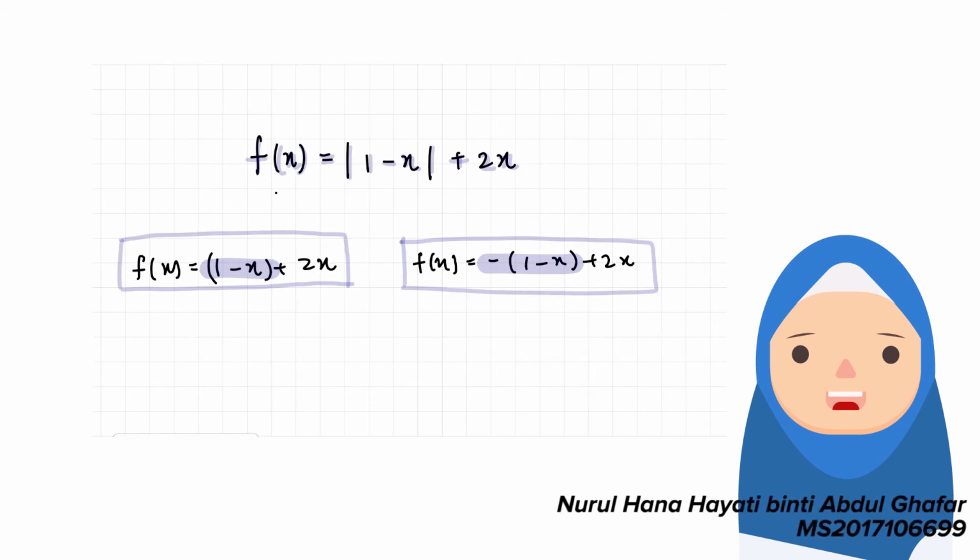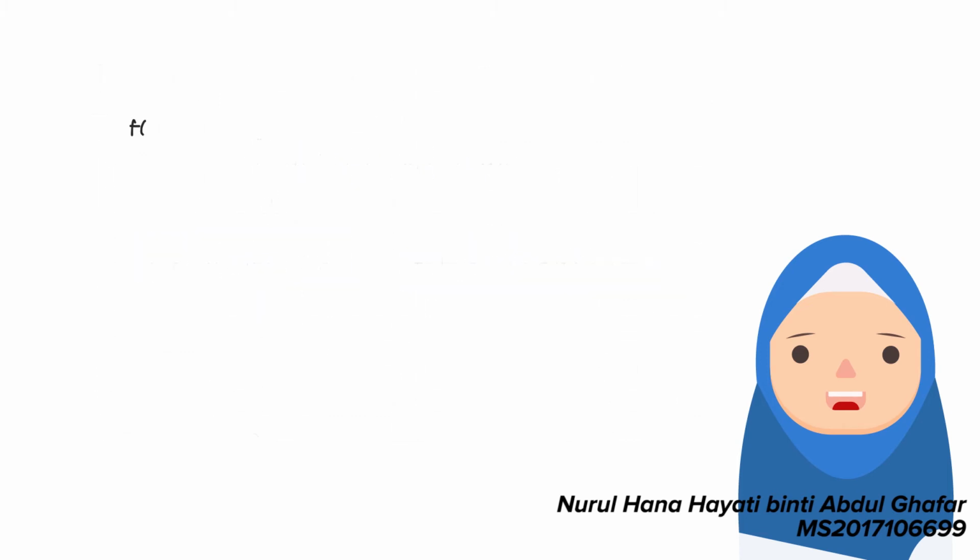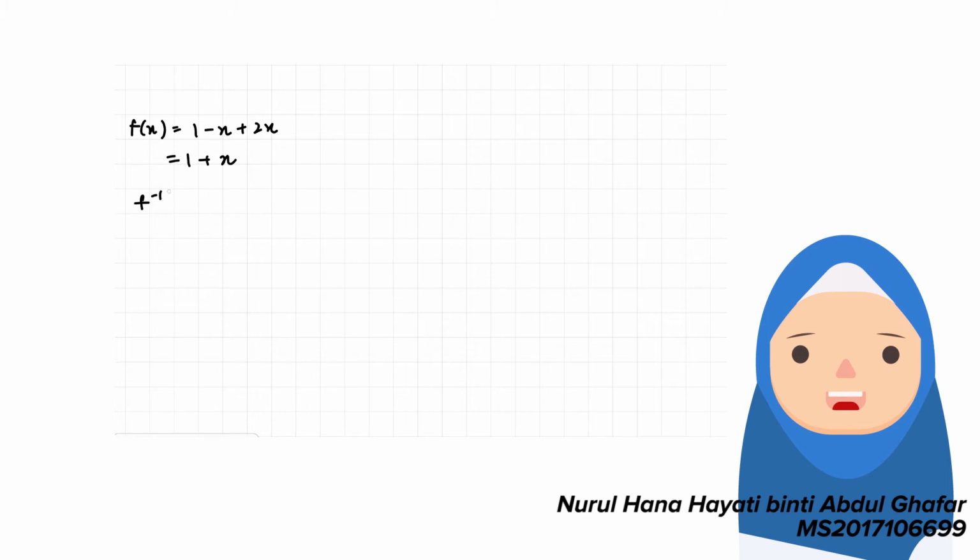First, we separate the function into two parts. When we open the modulus, the first part of the function is f(x) = 1 - x + 2x. Solve this first. To find the inverse of this function, we let the inverse function of x equal y and the function of y equal x. 1 + y equals x. Now, rearrange the equation to find y in terms of x. Hence, the first part of the inverse function is.